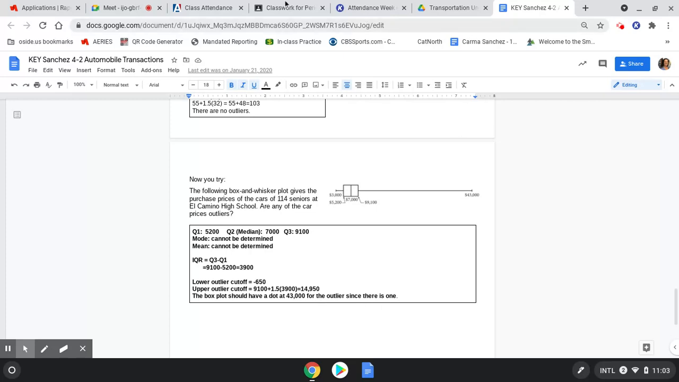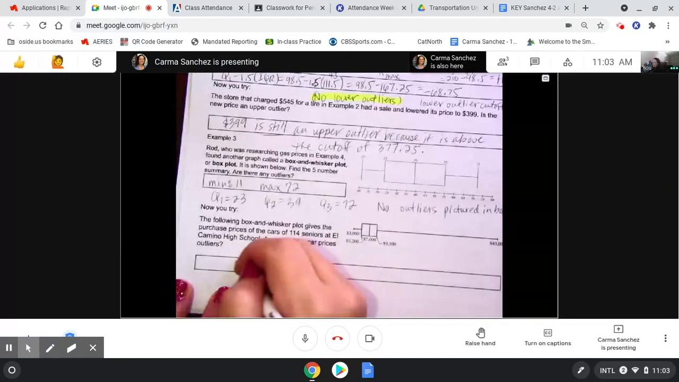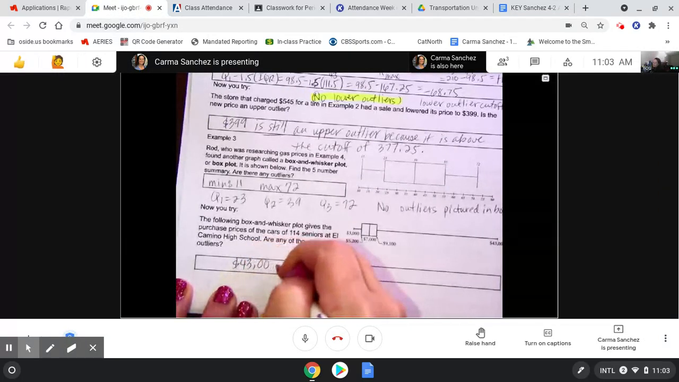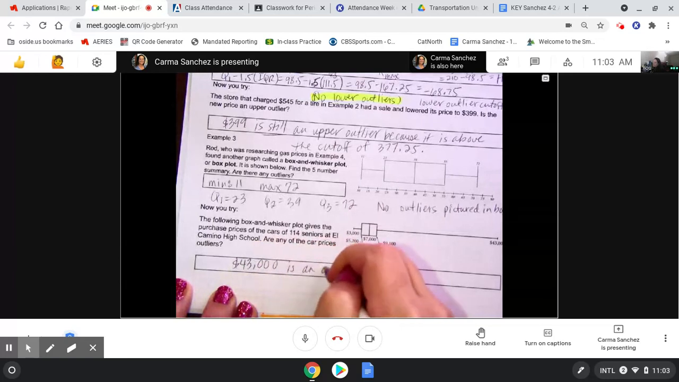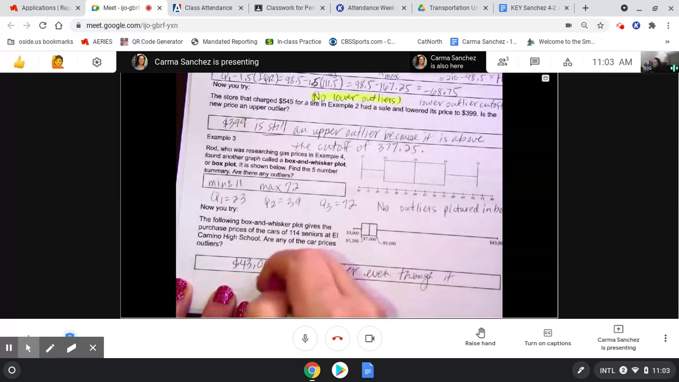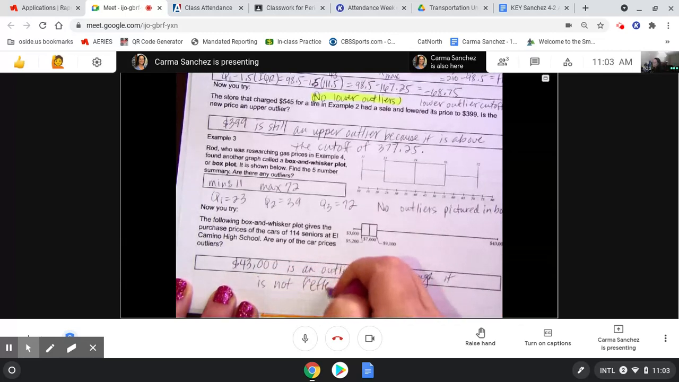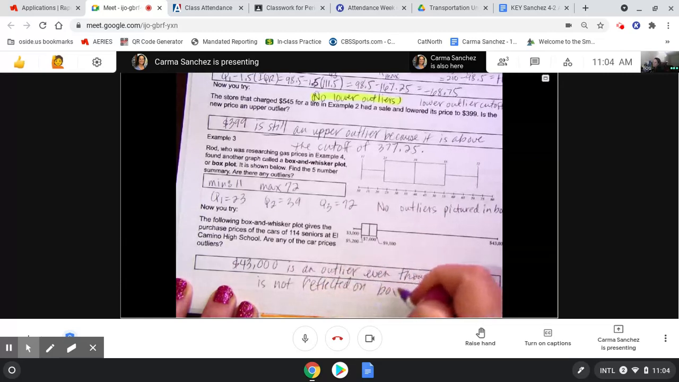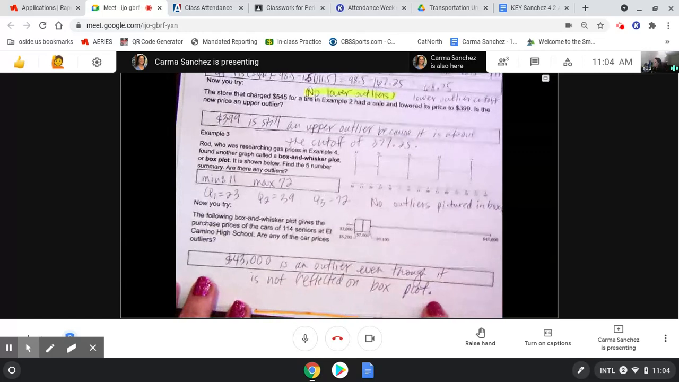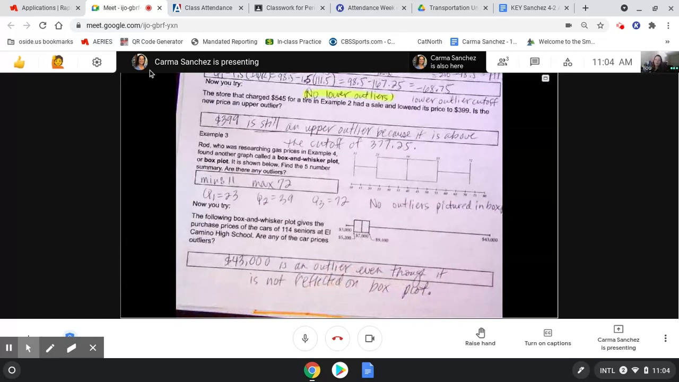So I'm going to go back now to the picture and say 43,000 is an outlier, even though it is not reflected on the box plot. Okay, and I'm going to attach both keys for you, both the typed one and this handwritten one, so you guys can see that work. Okay, alrighty.